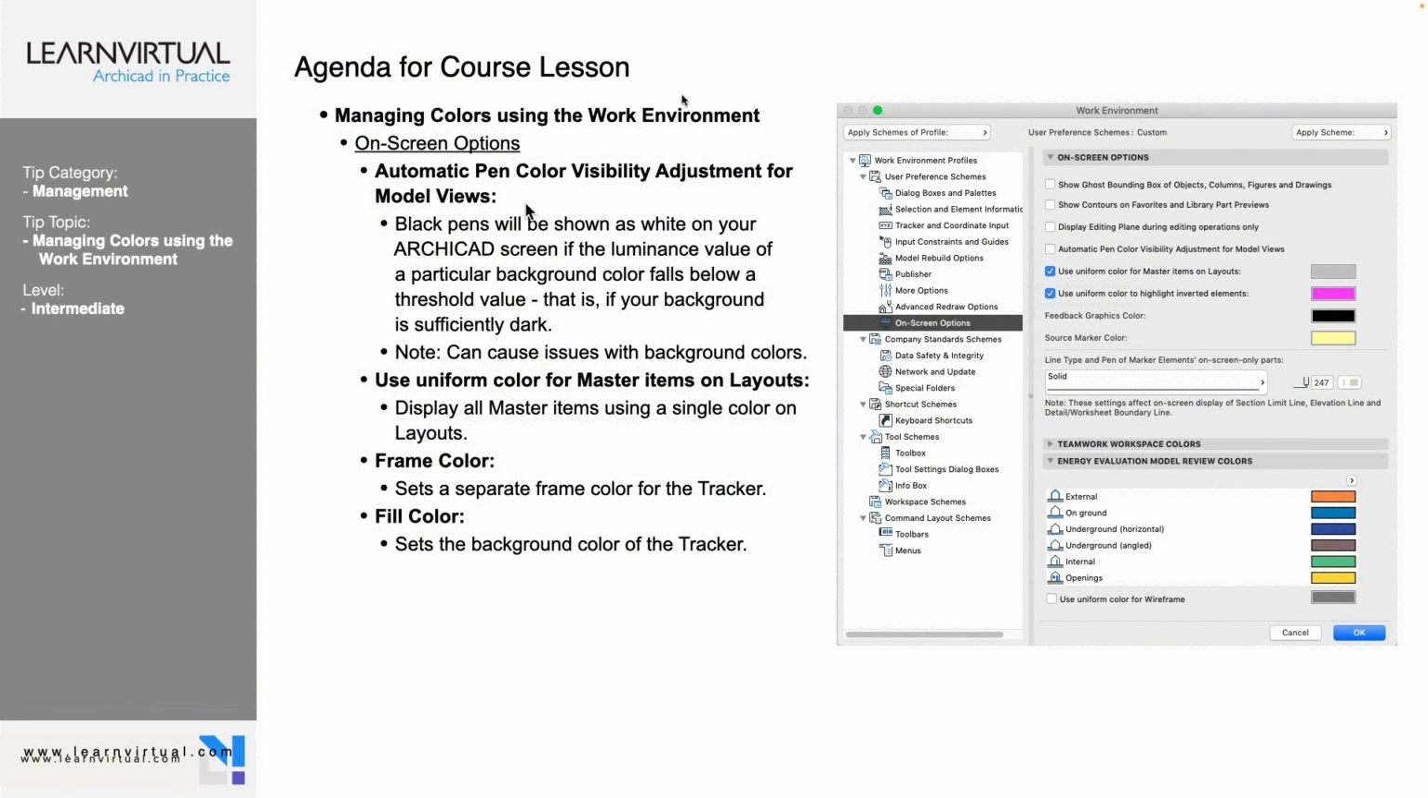And then if we go to our on-screen options, our automatic pen color visibility adjustment for model views. That's going to have a black pen that will show as white on your Archicad screen if the luminance value of your background falls below a certain threshold. This can cause issues with your background colors, right?